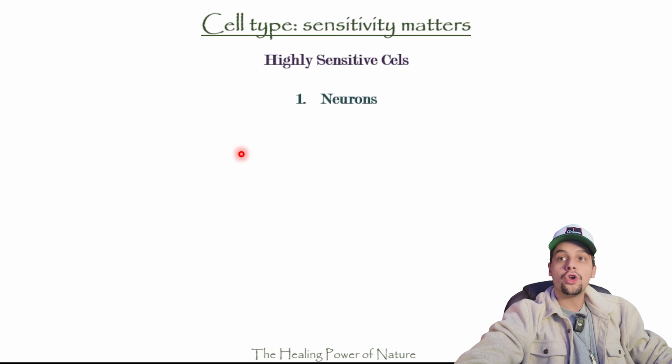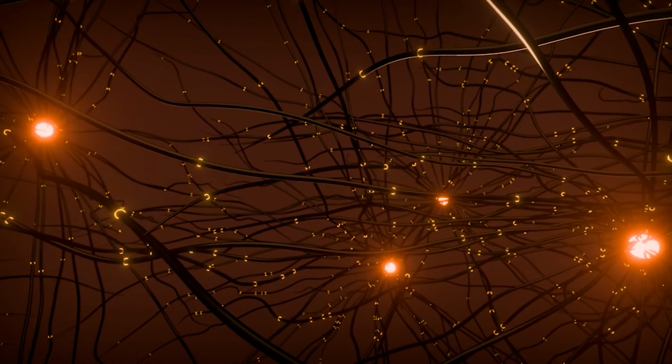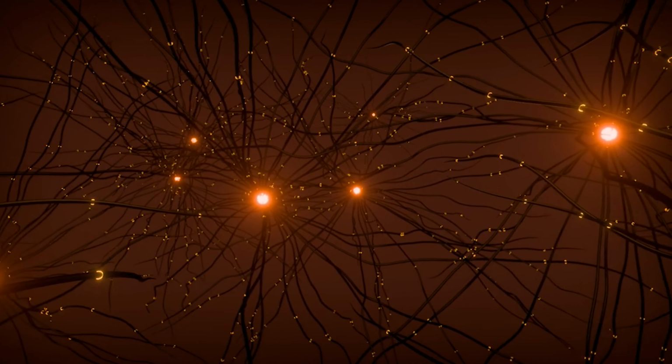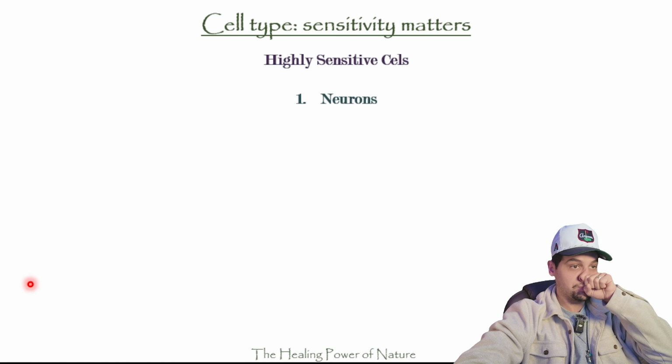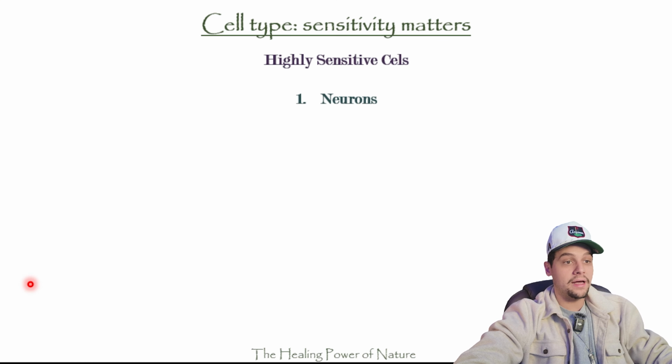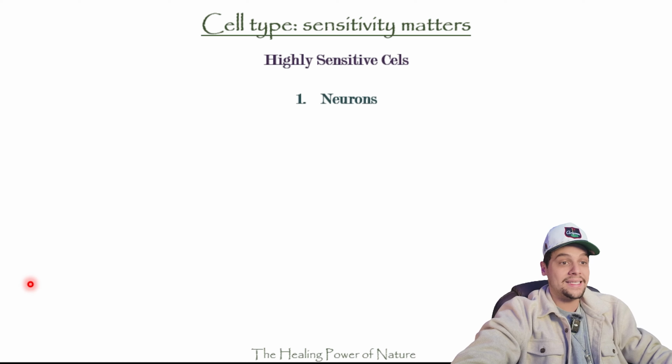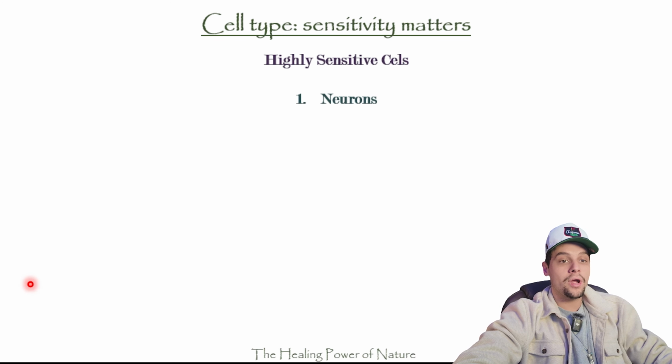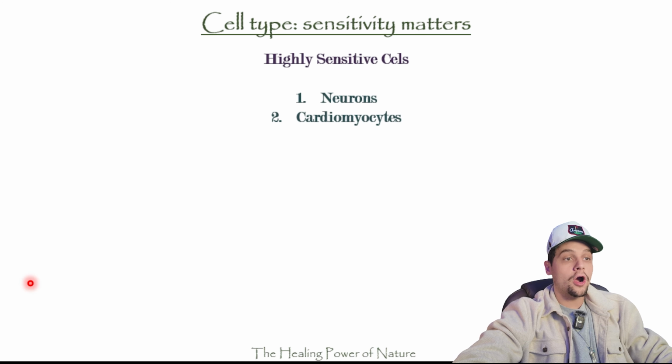For example, neurons, highly reliant on aerobic metabolism for ATP production. Ischemia leads to failure of the sodium-potassium ATPase pump, causing membrane depolarization. What does this do? Influx of calcium, excitotoxicity, and irreversible damage within 3 to 5 minutes.